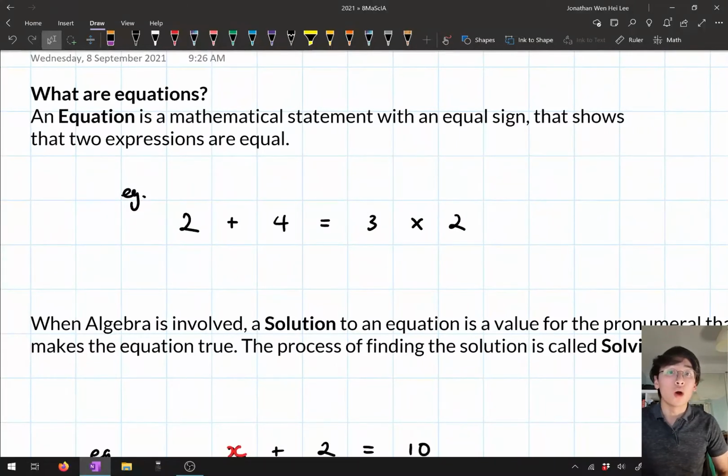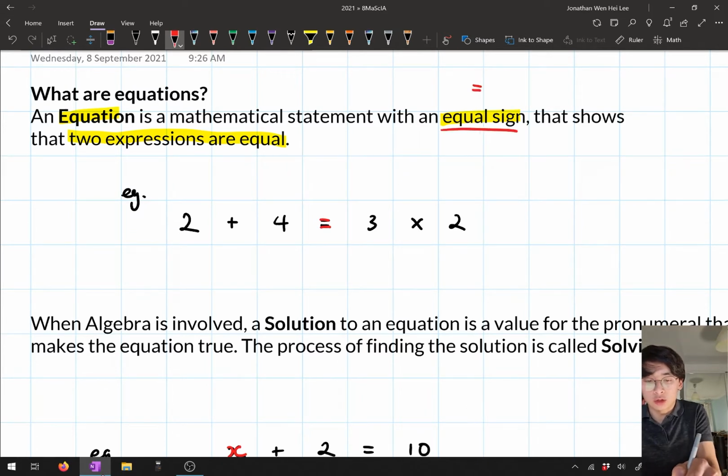So first of all, what are equations? Let's first talk about this. An equation is a mathematical statement with an equal sign that shows that two expressions are equal. What this means is that an equation just involves an equal sign. If you have a look underneath, we've got an equation: 2 plus 4 is equal to 3 times 2. Here, we've got an equal sign in the middle. This is an equal sign that we need to include in an equation. What this tells me is that the two expressions are equal.